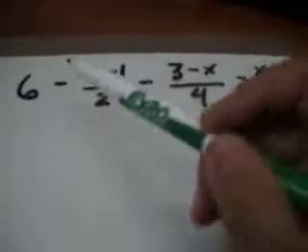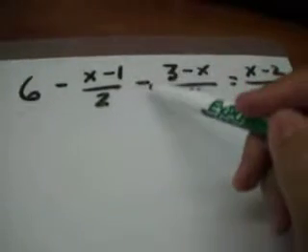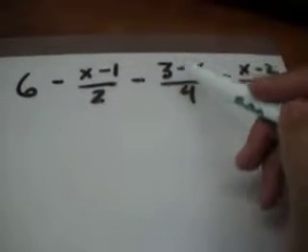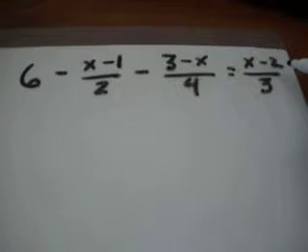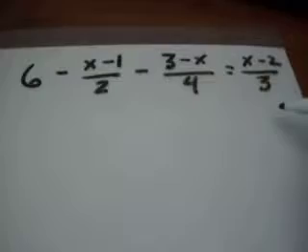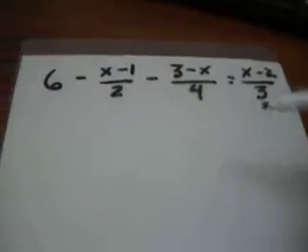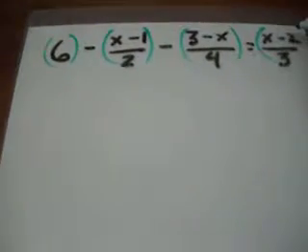Alright, here I have 6 subtract (x - 1)/2, subtract 3 minus x over 4 equals (x - 2)/3. So again, we're working here with these denominators, and I don't like working with denominators. So what I'm going to do is multiply every single fraction, and here I have a number 2 that I have to multiply by.